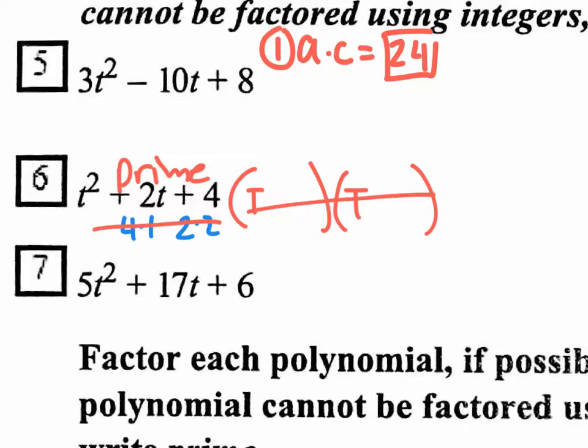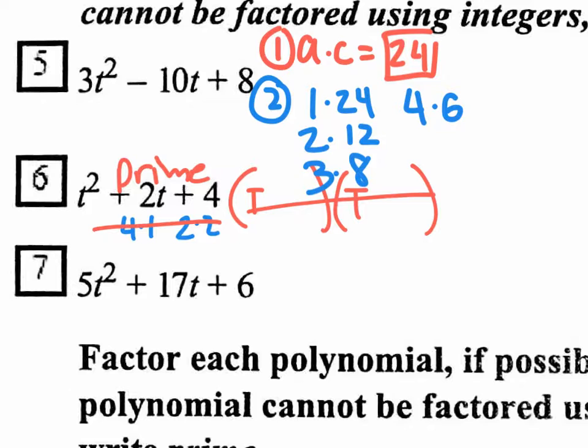Step 2 is to make a list of the multiples of that number 24. So there's my list. 1 times 24, 2 times 12, 3 times 8, 4 times 6. Those are all the possibilities. Now, which pair of numbers, 1 and 24, if I add those together, I get 25. That's not a 25 in the middle. So which pair of numbers, when I combine them together, gives me a negative 10? 4 and 6, right? Now, the only thing is 4 and 6 gives me a positive 10, and I know that I want it to be a negative 10. So I have the right numbers, I just have the wrong signs. So that's really going to be a negative 4 and a negative 6.